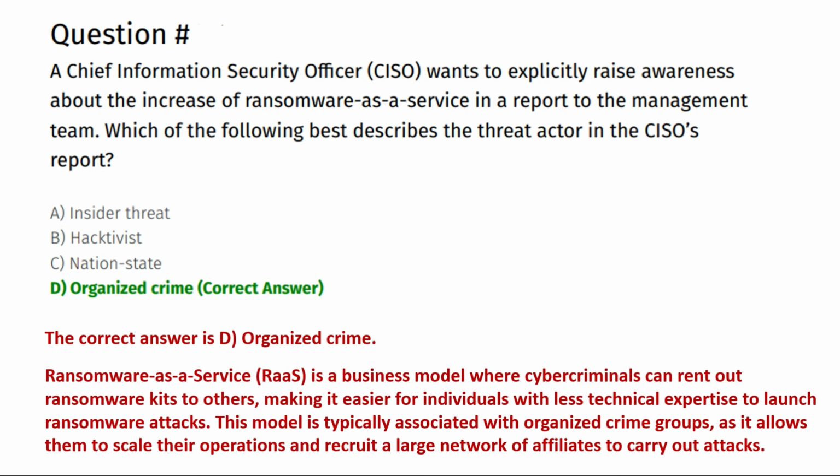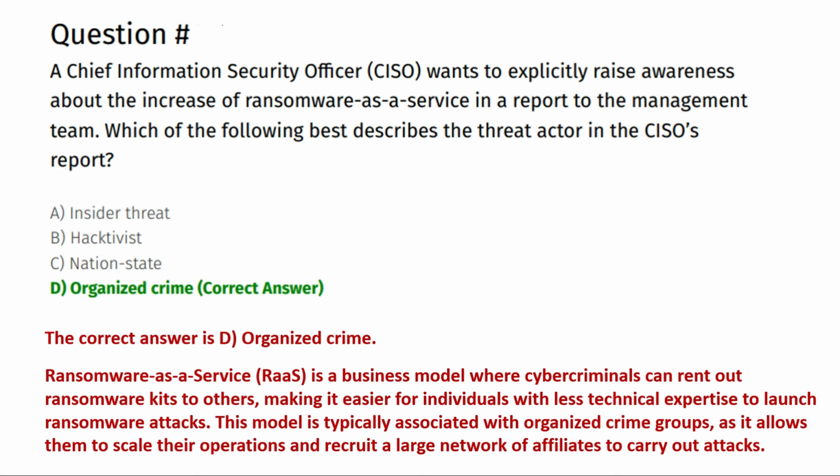Next question is, a chief information security officer wants to explicitly raise awareness about the increase of ransomware as a service in a report to the management team. So which of the following best describes the threat actor in the CISO's report? Option A is insider threat, option B is activist, option C nation state, option D organized crime. And the correct answer for this question is option D, organized crime.